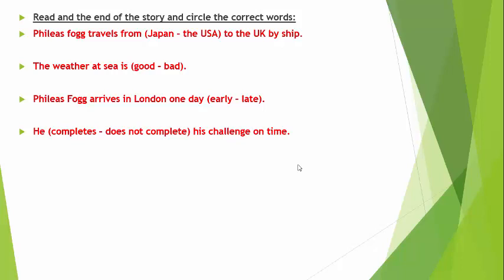First one, the USA. Phileas Fogg travels from the USA to the UK by ship. The weather at sea is bad. Phileas Fogg arrives in London one day early, of course. He completes his challenge on time.